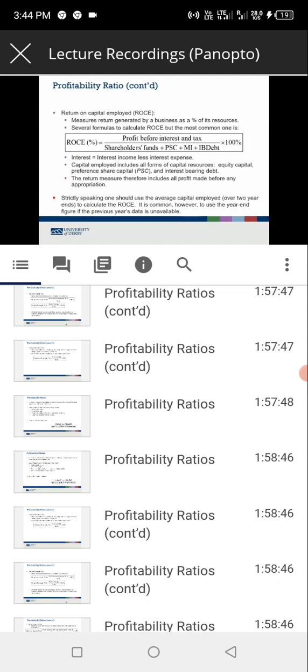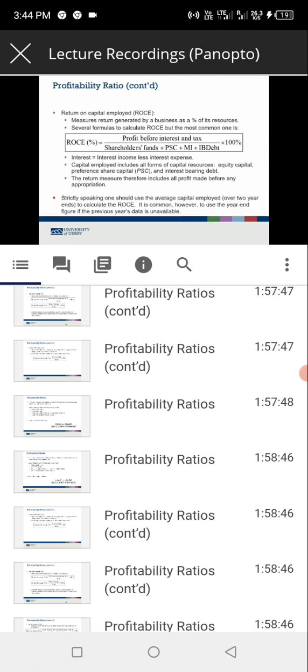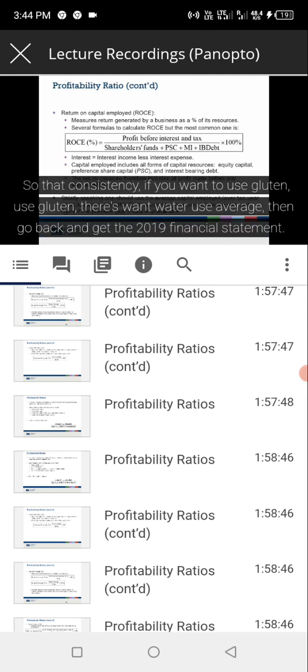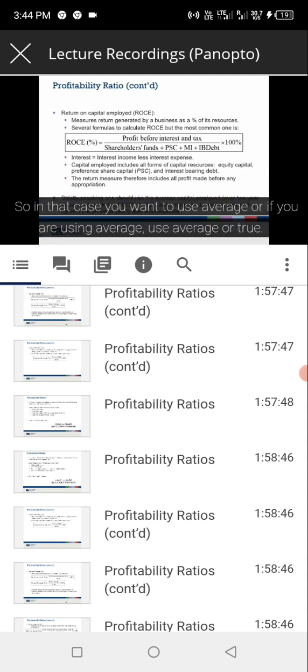And this is where you lose those 1 to 1.5 marks. So that consistency matters. If you want to use closing, use closing. If you want to use average, then go back and get the 2019 financial statement and make sure the first year you also use average. So if you are using average, use average all through. If you are using closing figure, use closing figure all through. That is the consistency we want.